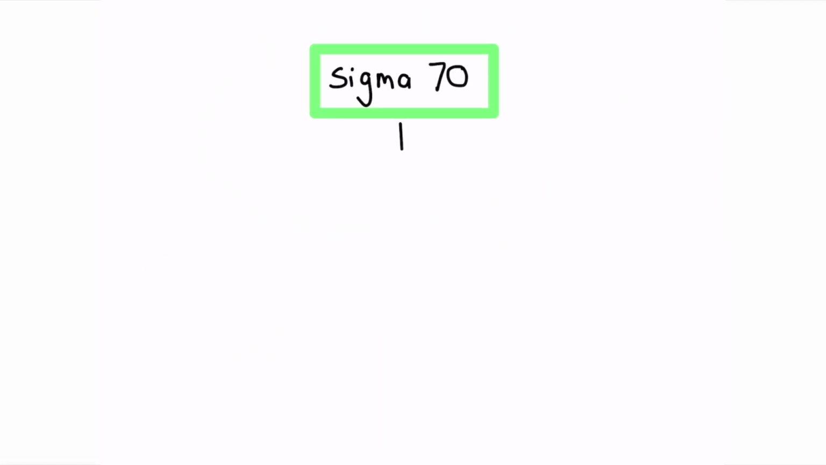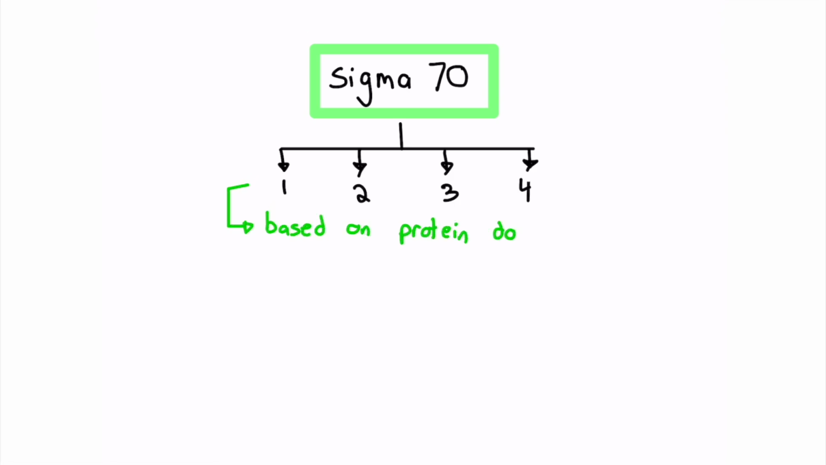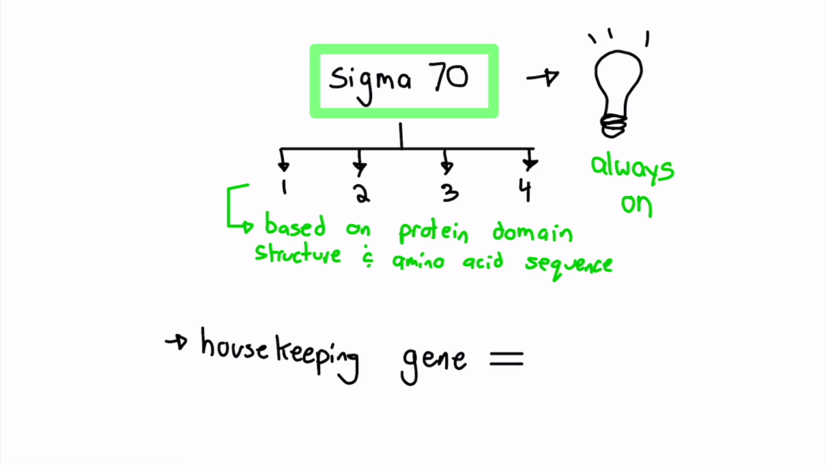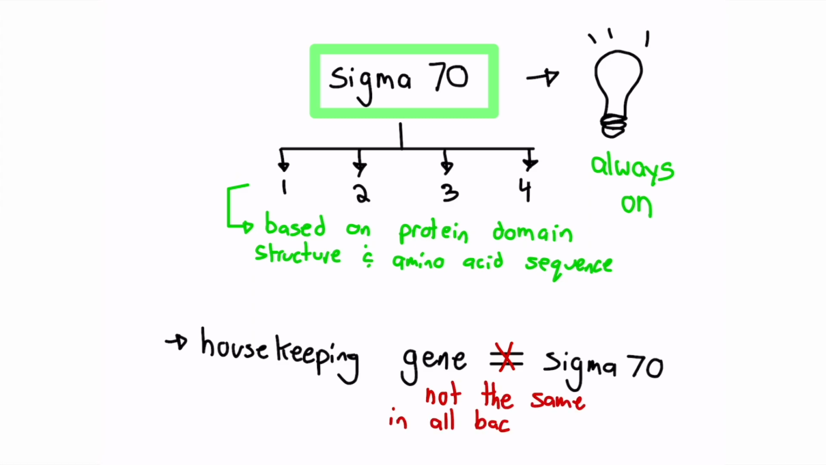Sigma 70 is divided into a family of 4 sigma 70 factor groups based on protein domain structure and amino acid sequence, and acts as the housekeeping sigma factor for E. coli. This housekeeping factor ensures that essential genes and pathways remain operational in the bacteria at all times. It is worth noting that while all bacterial cells will have a housekeeping sigma factor, the sigma factor itself will vary from bacteria to bacteria. In other words, sigma 70 is not always the housekeeping factor.